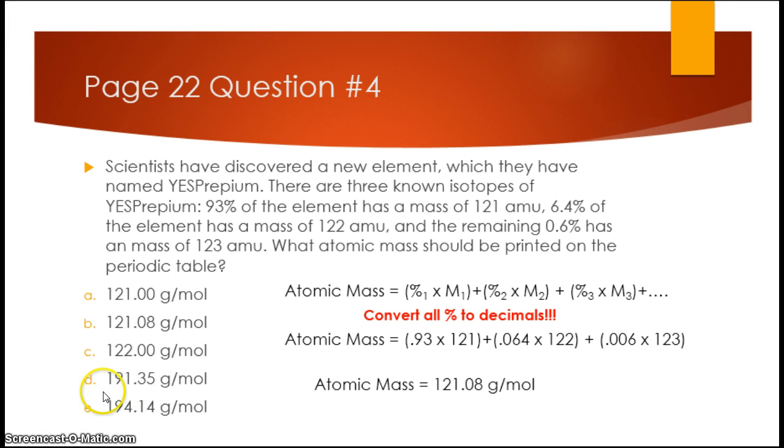These two answer choices are made for math errors. If you forgot to convert to decimals, those are the numbers you would get. So remember that one as well.